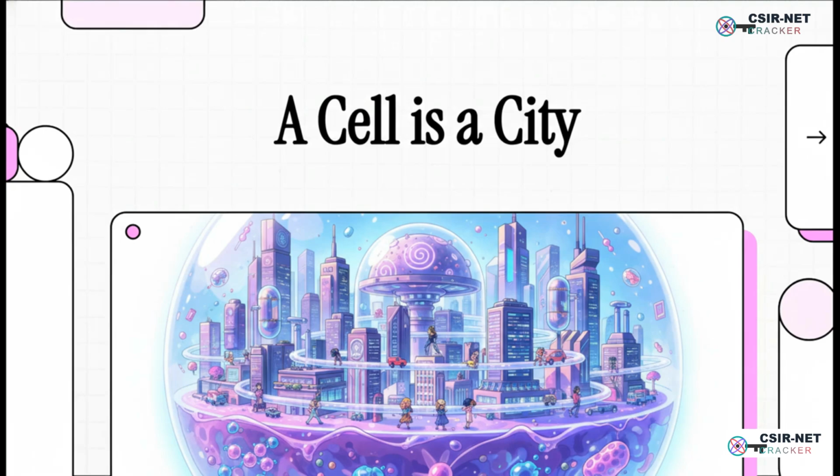Welcome to the Explainer. Today, we are taking a tour of the most fundamental unit of life. But we're going to look at it in a completely new way. We're not seeing it as some microscopic blob, but as an absolute masterpiece of design.